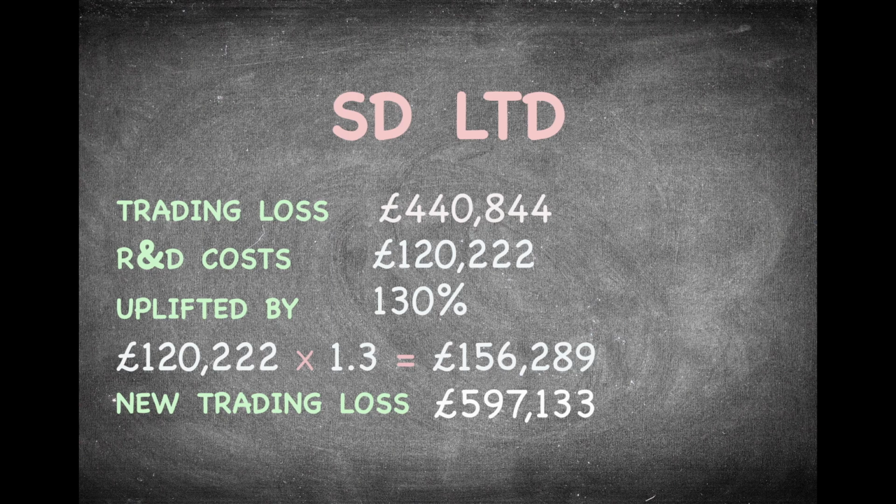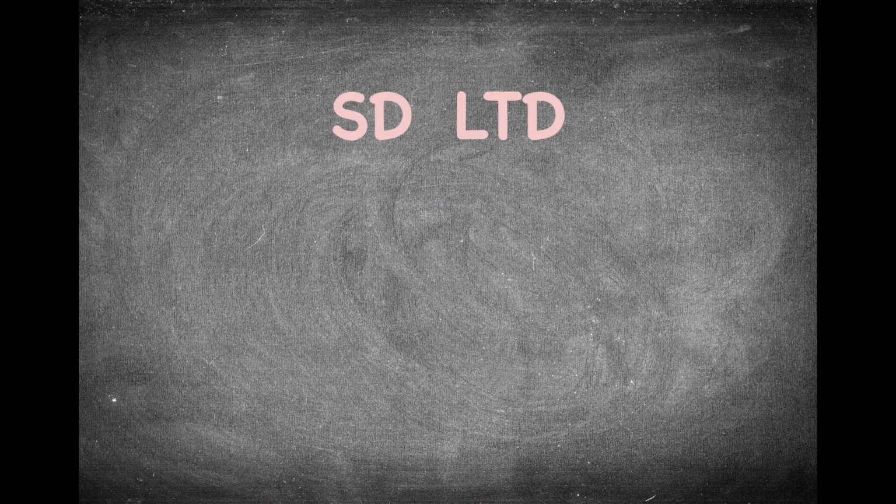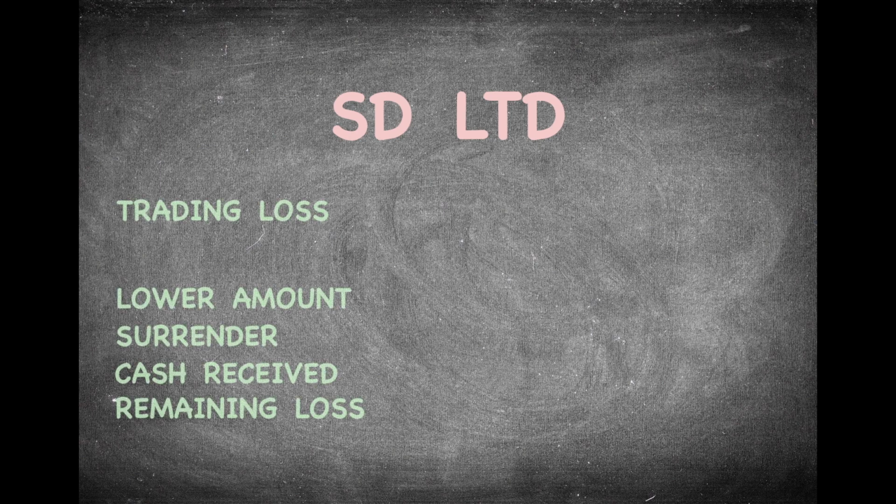So the new trading loss, including the uplifted R&D tax costs, is £597,133. The mistake would be to claim the £597,133 for payable R&D tax credits. So what should happen? What would an experienced R&D tax consultant do? Well, as I mentioned, there's a cap, and this cap is the lower of the trading loss and 230% of the R&D tax costs.